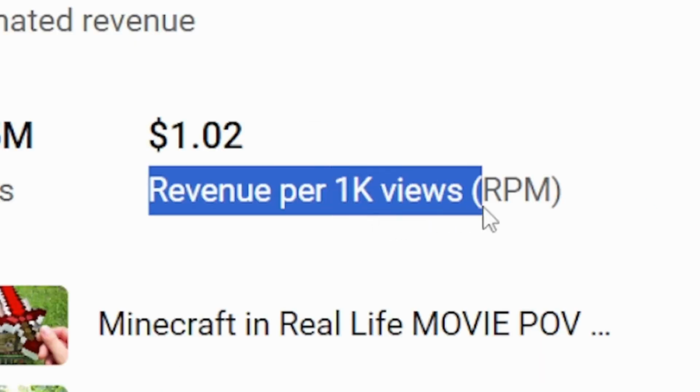What is revenue per 1,000 views, or RPM? Basically, it's the income you earn for every 1,000 views. So, for example, if 1 million people watch your video, you get paid $1 for every 1,000 views. That means for 1 million views, you'd earn $1,000. And basically, several important factors influence this metric.